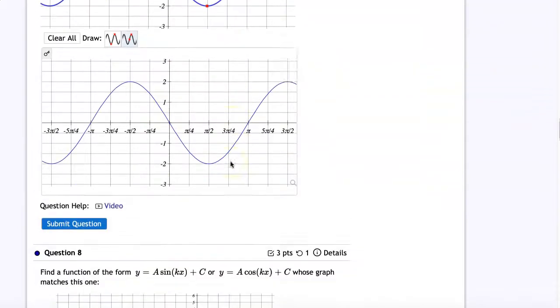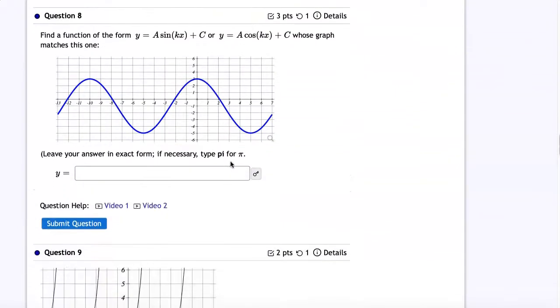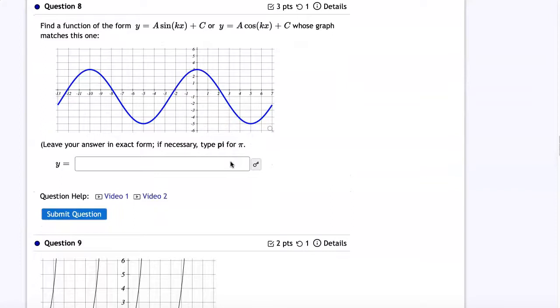Okay, for question number 8, we're given a graph, and now we need to write an equation, and this can be sine or cosine. We see also that we have to find the amplitude. The b value in this case is written as a k, and then c is the vertical shift.